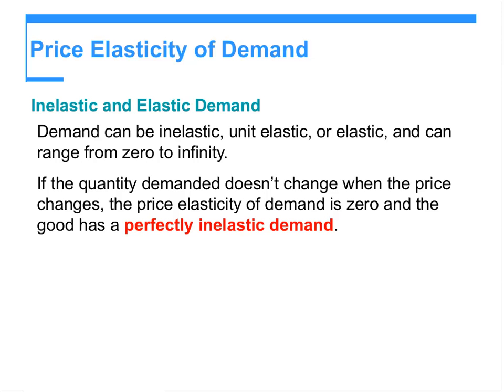If the quantity demanded doesn't change when the price changes, very simple. If the price changes, but still you buy the same product, no matter how much the price is, this means the price elasticity of demand is 0, and the good has a perfectly inelastic demand. No matter how much the price fluctuates, the demand is the same. We call this perfectly inelastic demand. This is for products that are actually vital for life. You use them no matter what. Even if the price changes, you still need to use them. That's why we call them inelastic demand.